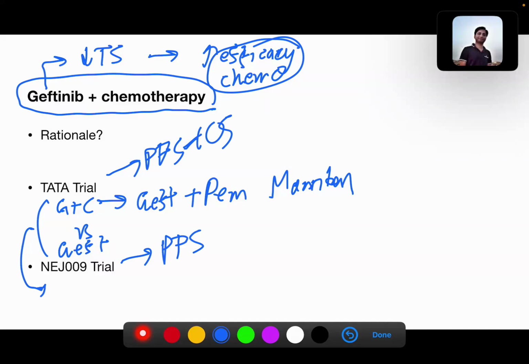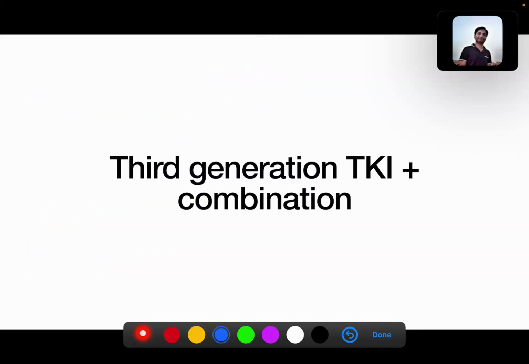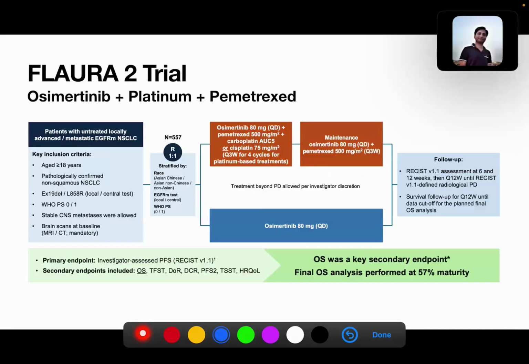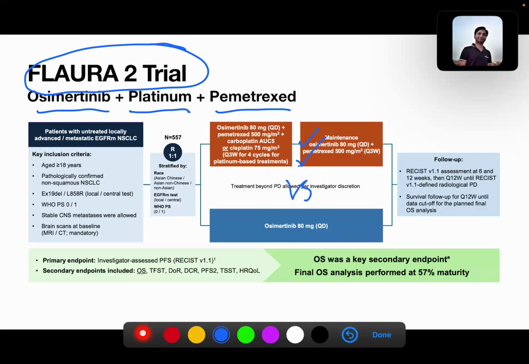So the initial combination therapies, like I said, were with first generation TKIs. Then we moved on to combination therapies with third generation TKIs, which is the current standard of care. As of this year, with the OS data with these combination therapies, it is the current standard of care. That is third generation TKI with other agents. So in this regard, we have the FLAURA2 trial, which looked at osimertinib plus platinum plus pemetrexed, followed by maintenance with osimertinib and pemetrexed. That was compared with osimertinib alone. That is the FLAURA2 trial, right?